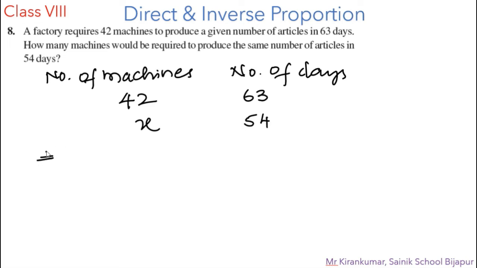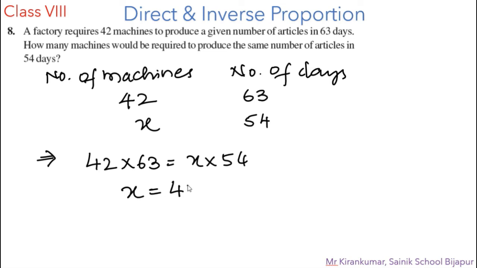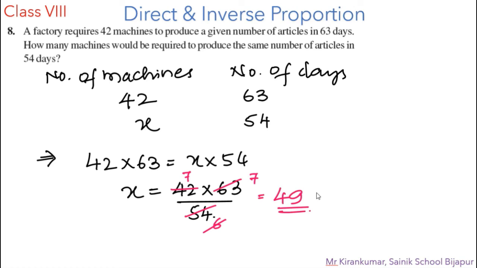Since they are in inverse proportion, this 42 times 63 will be equal to x times 54. So x we need to find. It is 42 times 63 divided by 54. 7 times 9, 6 times 6 ones are 6, sevens are 42. 7 times 7 is 49. We get 49 as the number of machines.